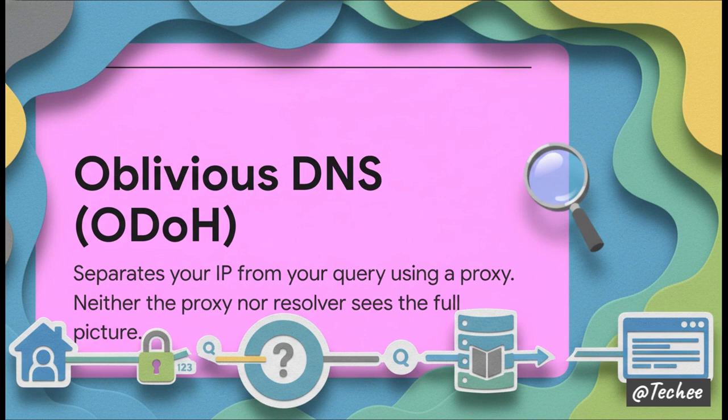And the evolution here doesn't stop. An emerging technology called Oblivious DNS, or ODoH, is pushing privacy even further. It uses a proxy to separate your query from your identity. So the proxy knows who you are, but can't read your encrypted query. The DNS resolver sees your query, but only sees the proxy's address, not yours. As long as those two don't conspire, your browsing history is kept private from both.